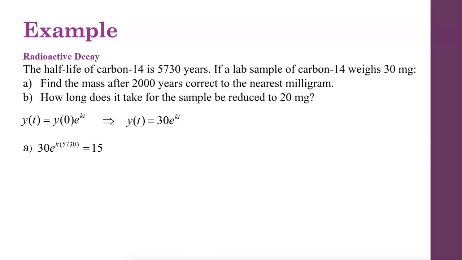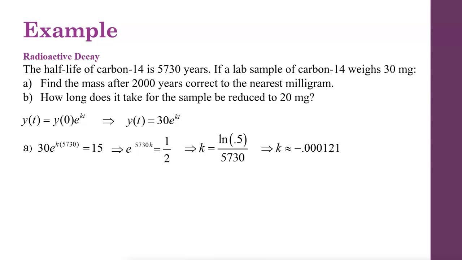We'll solve it again by dividing both sides by 30. And 15 over 30 is 1/2. Taking the natural log of both sides, and then dividing both sides by 5,730. So that will give us that k is natural log of 0.5 or 1/2 divided by 5,730, and that is approximately equal to negative 0.000121. And the negative implies that the size of this sample is decreasing as we expect it to.